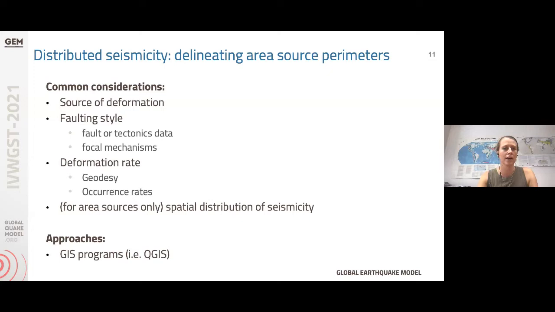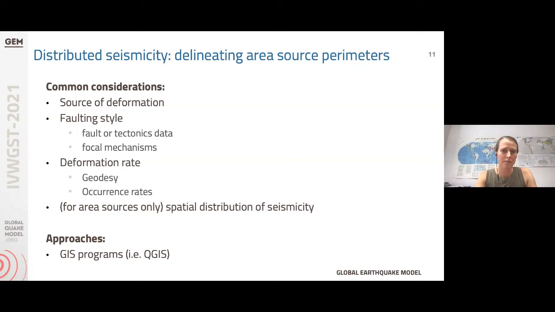And then if your source is going to become an area source, then we also have to look at the spatial distribution of seismicity since it will be considered uniform throughout the entire source. One of the most common utilities for delineating these source perimeters is using GIS programs, which give you an interactive way to work with all this data.